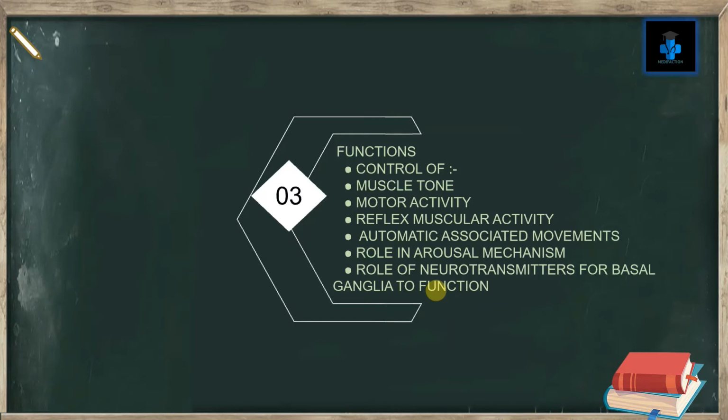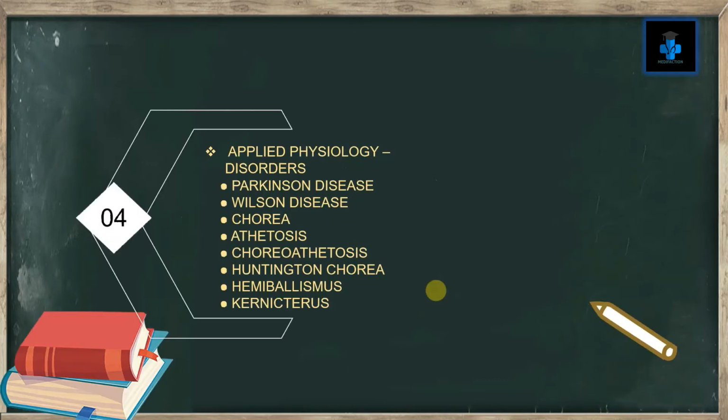tone, motor activity, reflex muscular activity, automatic associated movements, and the role of basal ganglia in arousal mechanism and the role of neurotransmitters for basal ganglia to function will be discussed. And also some important applied physiologies will be discussed, which includes Parkinson disease, Wilson disease, chorea, athetosis, choreoathetosis, Huntington chorea, hemiballismus, and kernicterus. So let's begin.